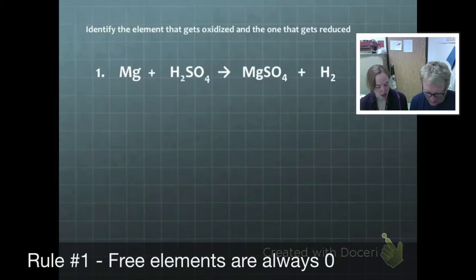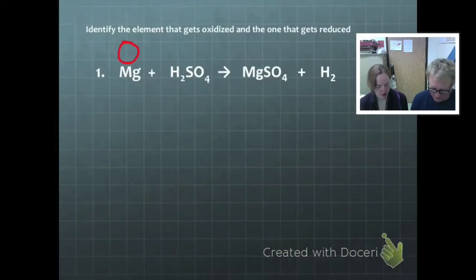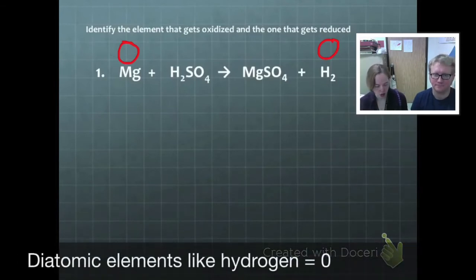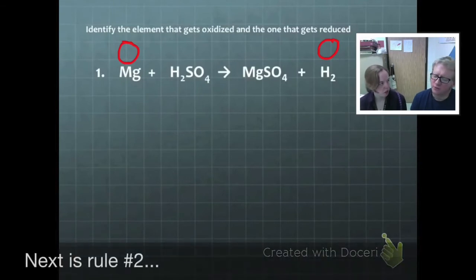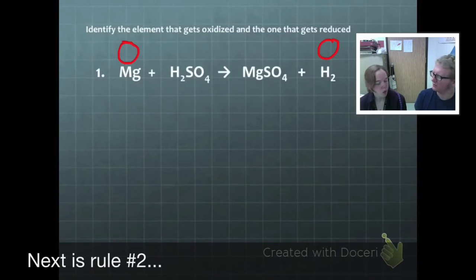So I can say I've got magnesium is going to be 0. And can I go ahead and assign oxidation numbers on both sides? Yeah. Okay, so I can look at hydrogen. Hydrogen's by itself, and I can write a 0 because it's also the free element. Remember, even if it's a diatomic element, since it's only got one element, nothing else, it's still 0. All right, so what was our next rule down that we can deal with? The next rule down was to assign the oxidation number by the periodic table.